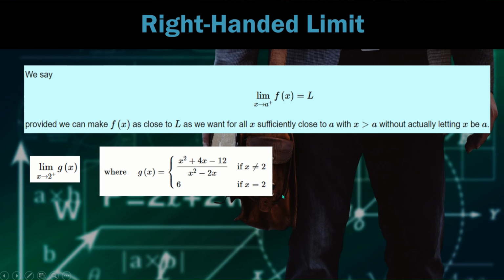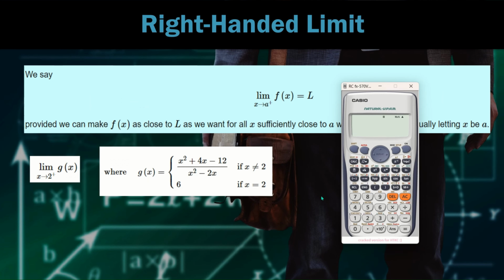So say for example, let's get your calculator. First, we need to input this equation on your calculator. So we have x squared plus 4x minus 12, divided by x squared minus 2x. To calculate this one, class, a shortcut way is to use this one, calc. Click that, and it will ask you what value of x.